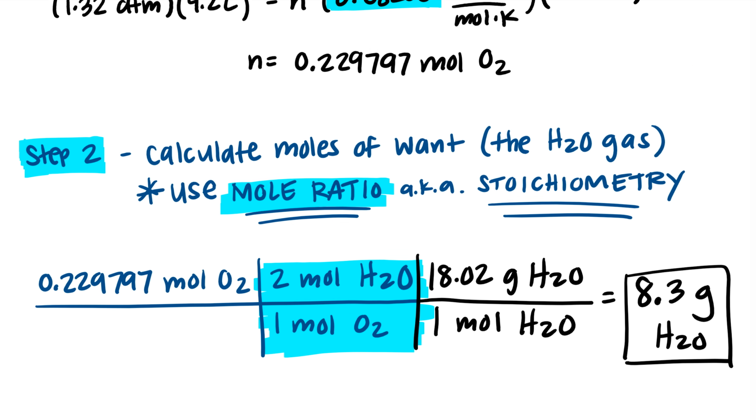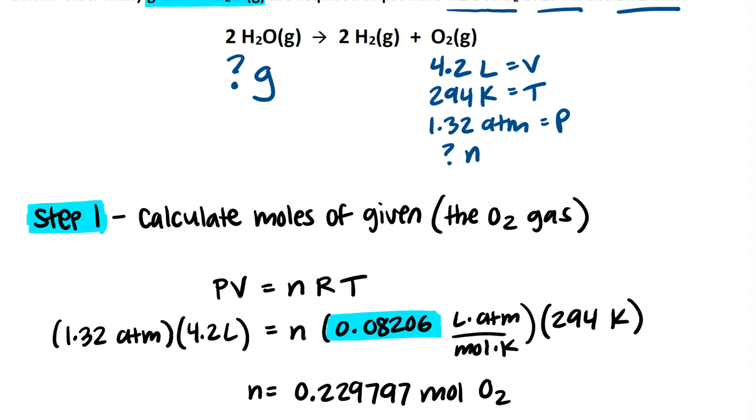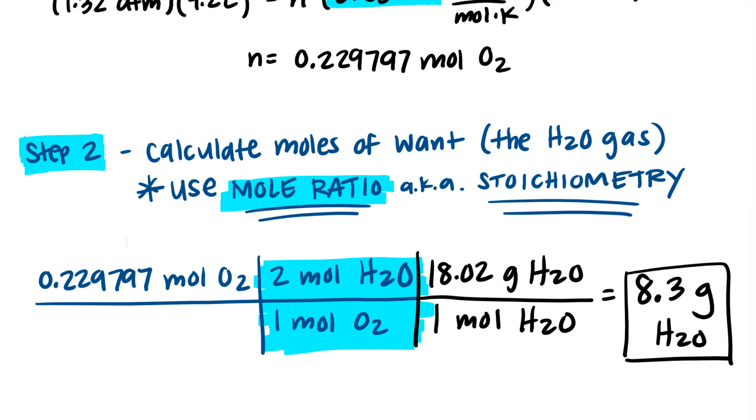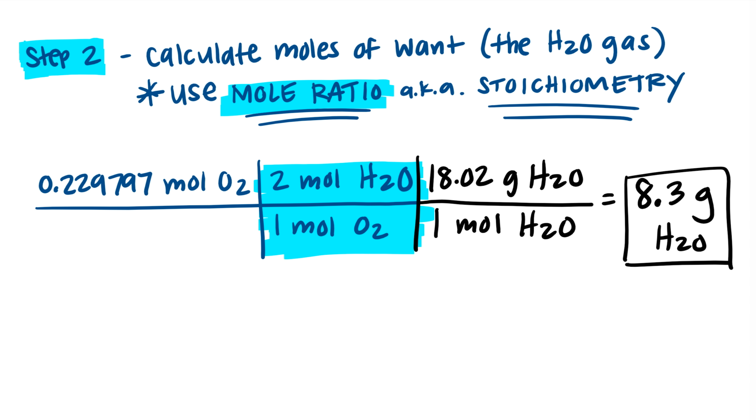Okay, so for a recap of this problem, step 1, we calculate the moles of the given, that's the oxygen gas. Since our given was a gas and they gave me all the variables of our ideal gas law except for the moles, I'm going to use the ideal gas law as the way that I calculate the moles of our given for this problem. Then we take those moles of the oxygen gas and we use stoichiometry to calculate the moles of the want.